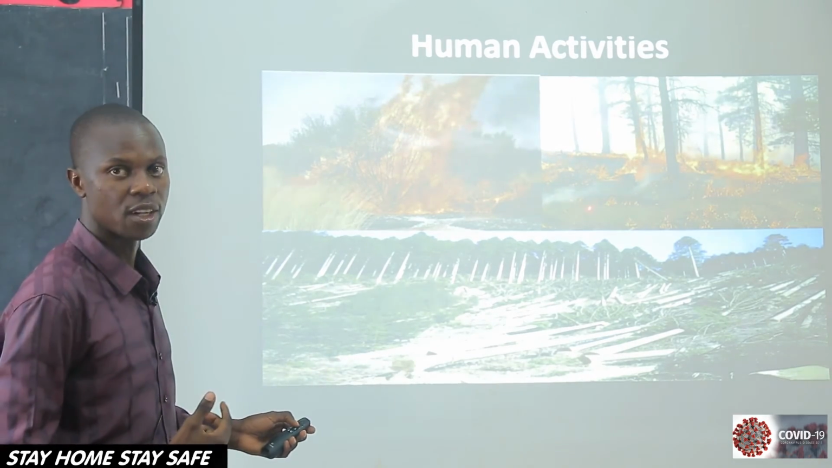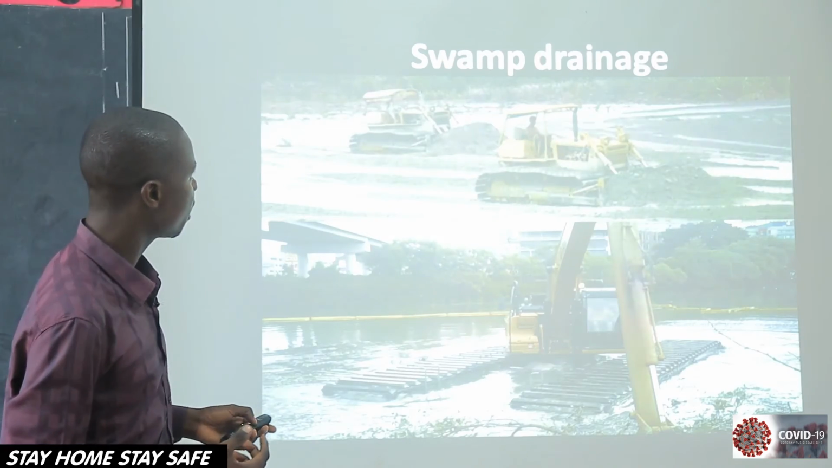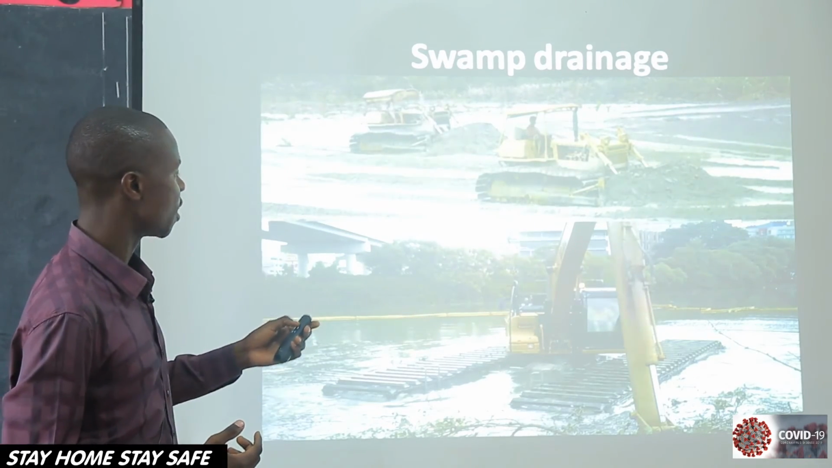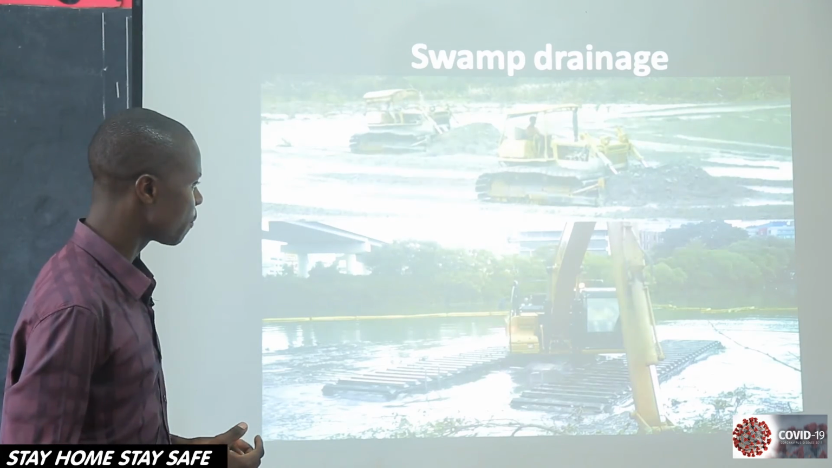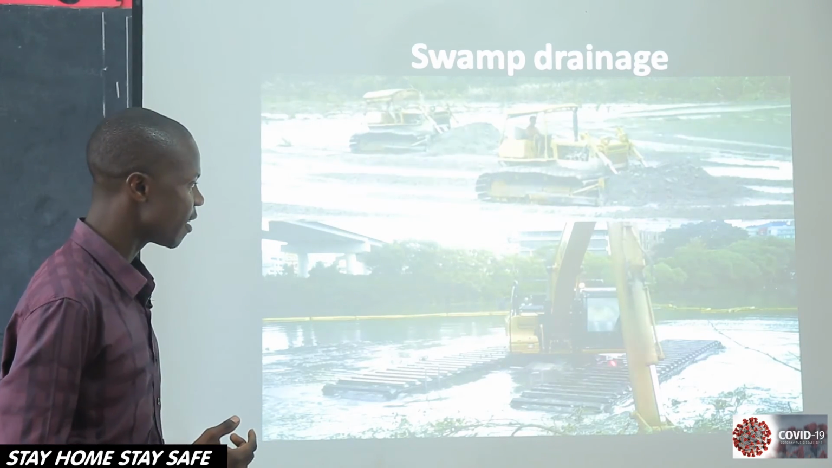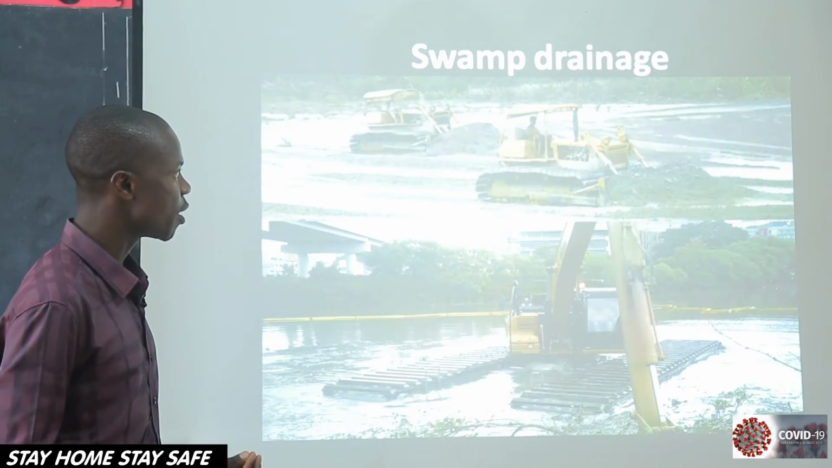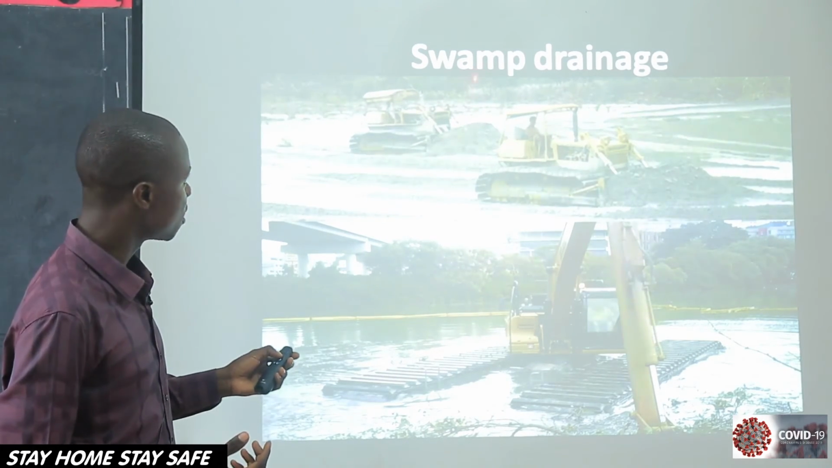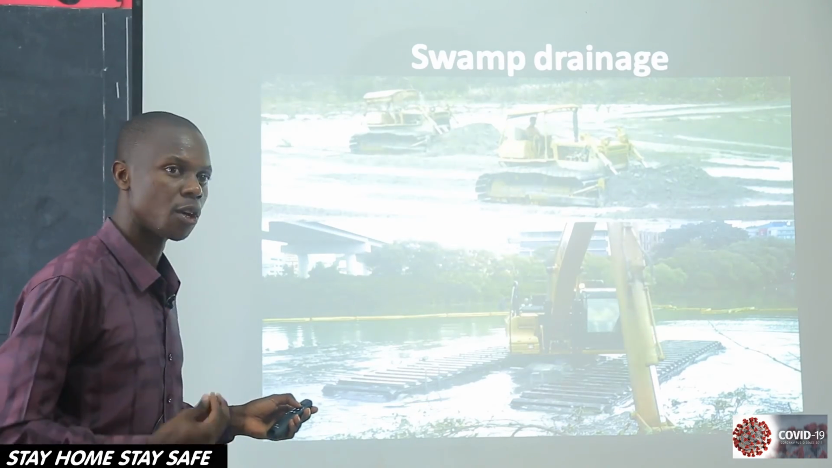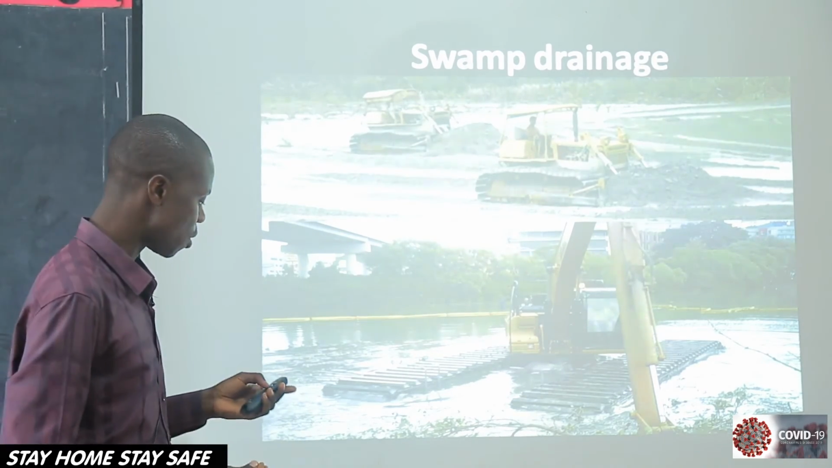The vegetation, okay? So in this picture here, you can see what is taking place. This is swamp drainage, okay? This was originally a swamp, and now these guys are clearing it away, either to construct roads or to set up an industry. So this swamp drainage leads to destruction of our vegetation, okay?